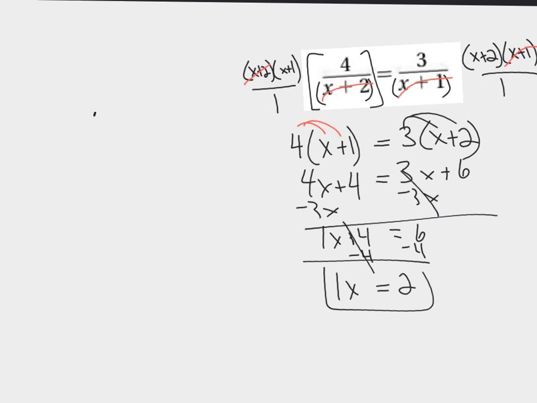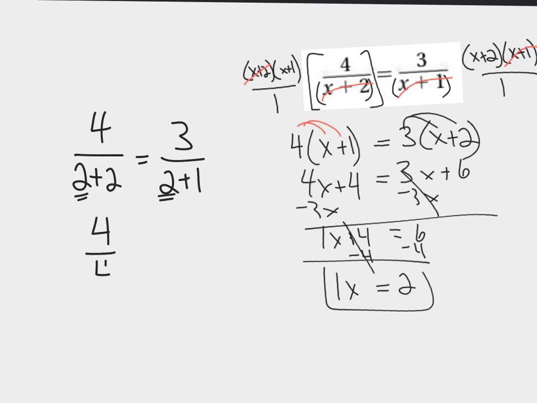I haven't been doing a whole lot of this to show you, but when you get x equals 2, if you have time, put that back in the equation. Put a 2 back in place of x and see what you get. So that's 4/4, that's 3/3. Is 4/4 equal to 3/3? And the answer is yes, because those are both equivalent to 1.